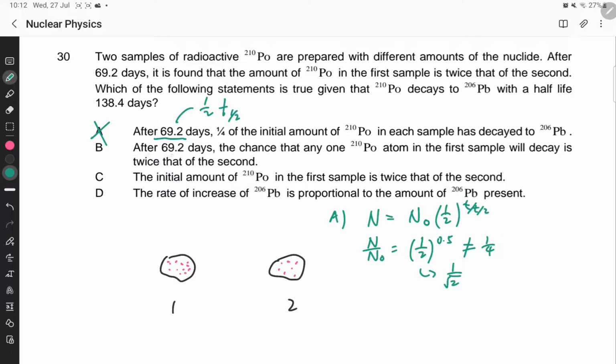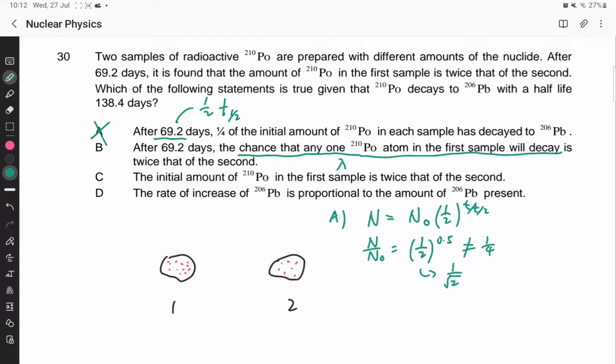What about B? After 69.2 days, the chance that any one polonium atom will decay in the first sample is twice that of the second. Well, this is definitely wrong, because let's understand what is meant by the chance for any atom to decay. This is simply talking about lambda, the decay constant, which is the probability that any particular random nucleus will decay in the next 1 second.